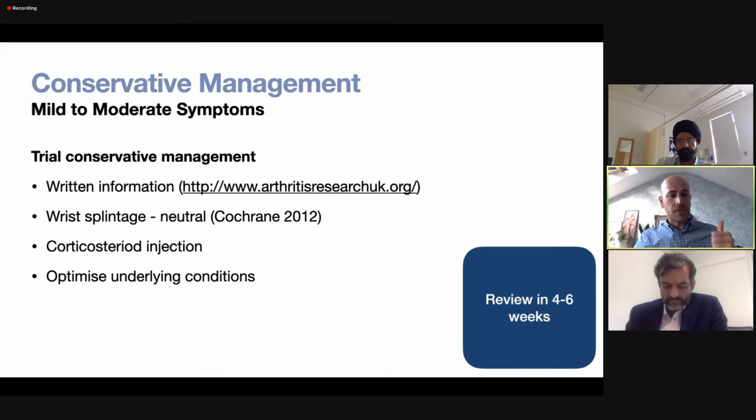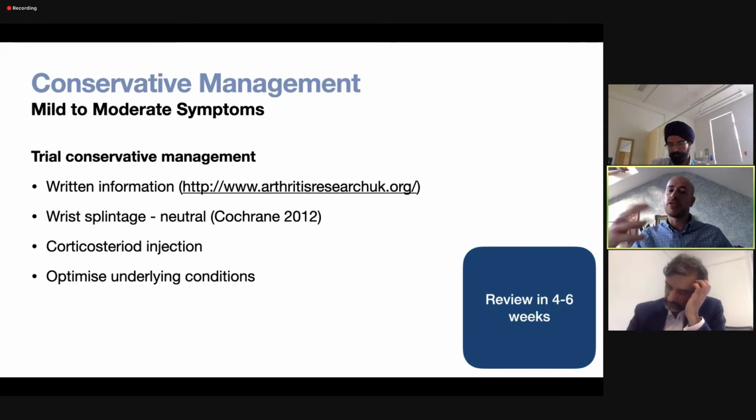So again, for mild, maybe moderate patients, a corticosteroid injection is indicated. And otherwise, especially in primary care, one should optimize underlying conditions, for example diabetes, improving blood sugar control. Non-steroidals and other things such as diuretics are not proven to help and are not recommended in management. Once having seen a patient, one should review the outcomes of any intervention after 4 to 6 weeks.